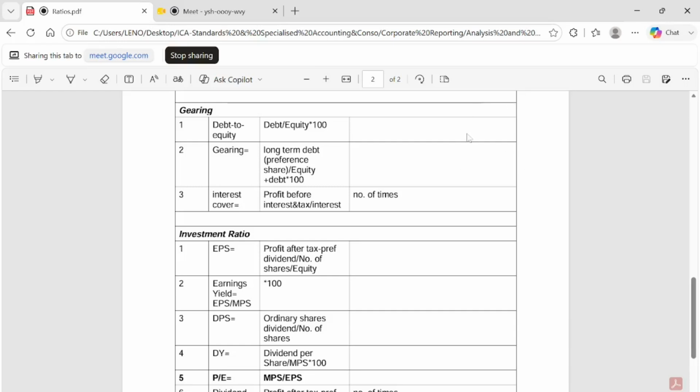So when that happens, we say that the company is more geared, and it is very dangerous to the company, right? Because more of the company's funding is coming from loans or external institutions than from the ordinary shareholders. So it is not good for the company, because the company will be paying more interest on their business activities than retaining earnings to increase the value of the company.